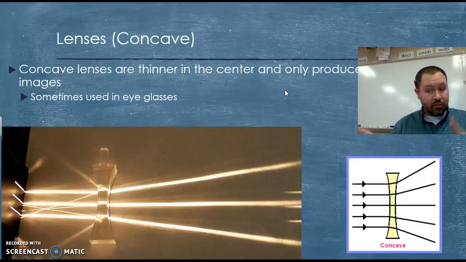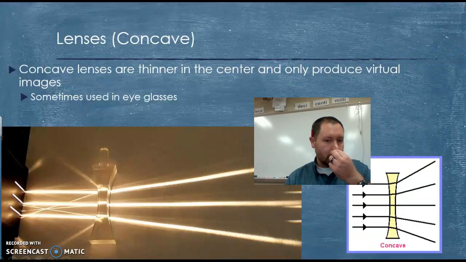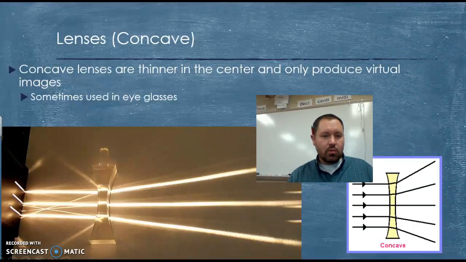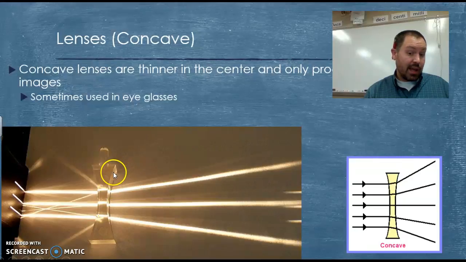Next, since we've talked about reflective surfaces, now let's talk about surfaces that are not reflective, but instead are translucent or transparent, and those are lenses. A concave lens is thinner at the center and only produces a virtual image. It's sometimes used in eyeglasses. We don't use concave lenses a whole lot, but here's the surface of the lens. It's concave because it's caved inward.